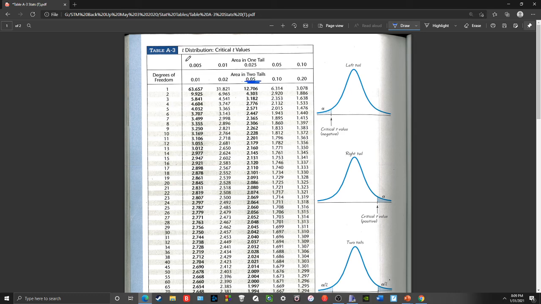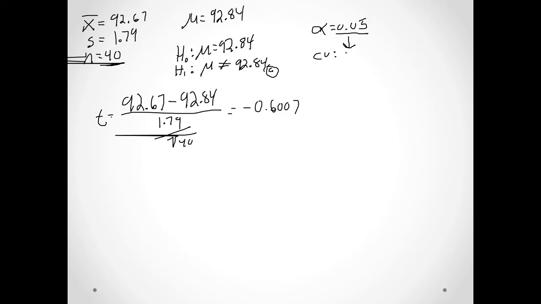All right, so we're looking up this alpha, right? And we have 39 degrees of freedom, which is not on here, so we're just going to use 40, right? And then we're going to see where they intersect. So 40 degrees of freedom, 0.05 as an alpha, means right here, 2.021. That is going to be my critical value, plus or minus that. So my critical value is plus or minus 2.021.